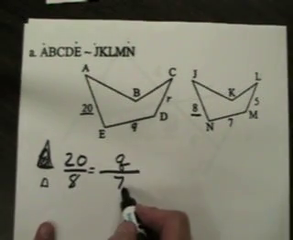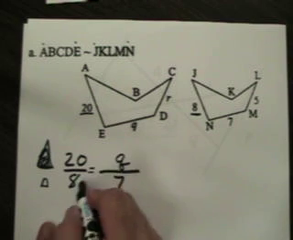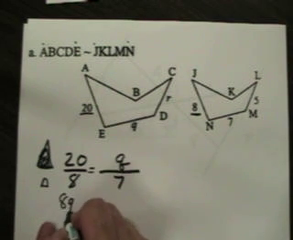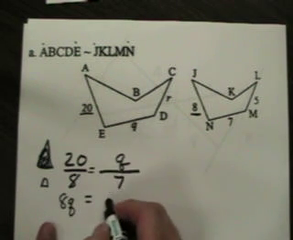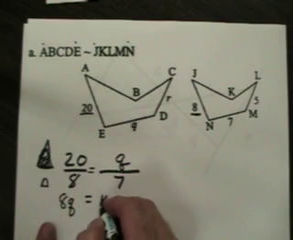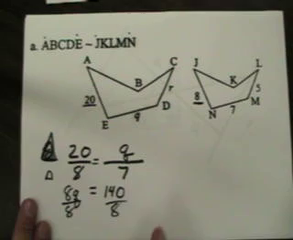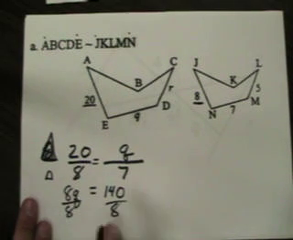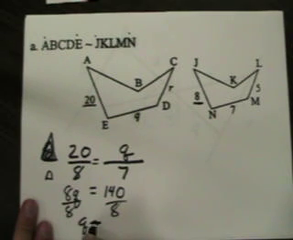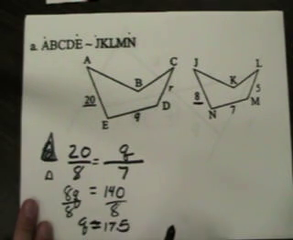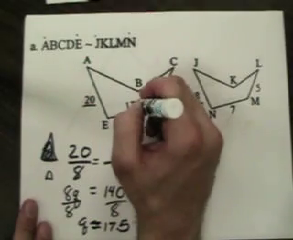Cross multiply and solve. 8 times Q is 8Q equals 7 times 20, which is 140. Divide both sides by 8, and what do I get? 17.5. So Q equals 17.5. So I now know that Q is 17.5.